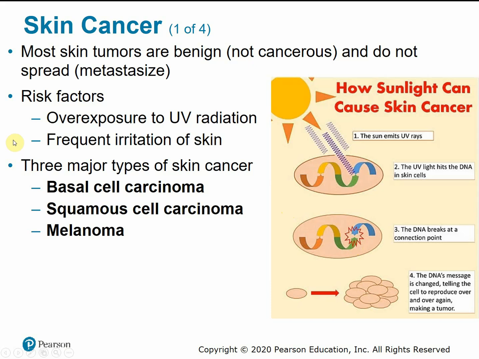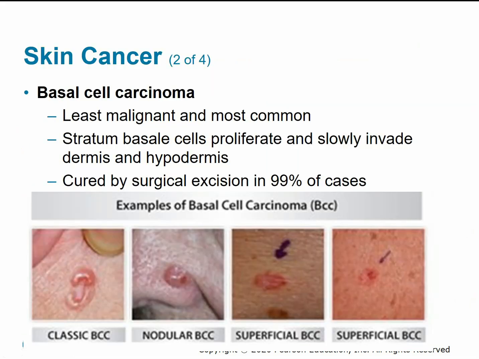There's three major types of skin cancer. We'll look at basal cell carcinoma, squamous cell carcinoma, and melanoma. Basal cell carcinoma is the least malignant and the most common. So if you're going to get a skin cancer, this would be the one you would want to get.